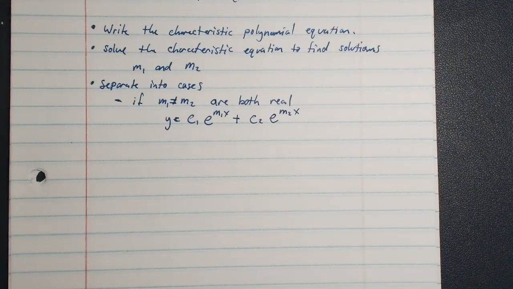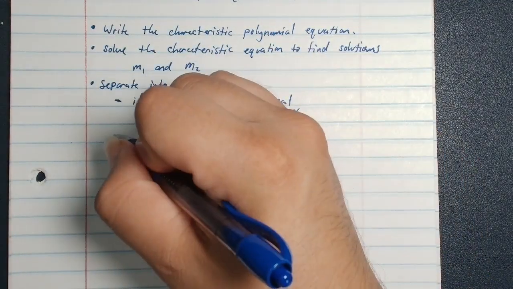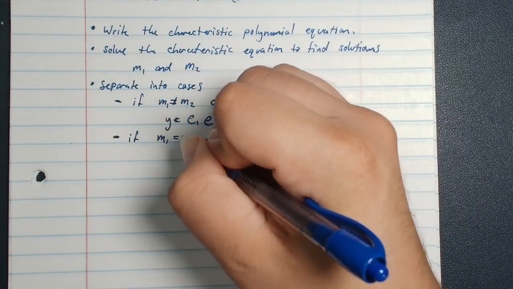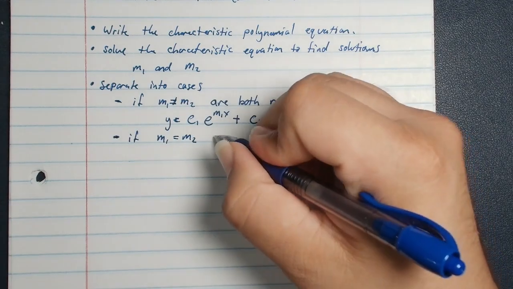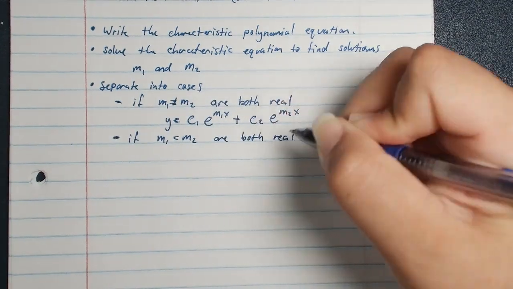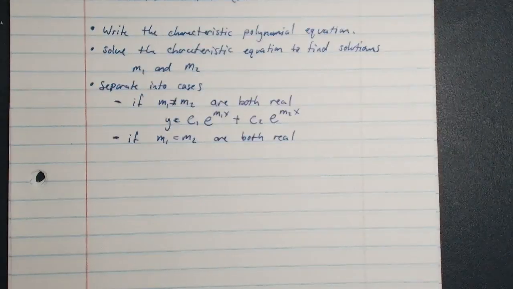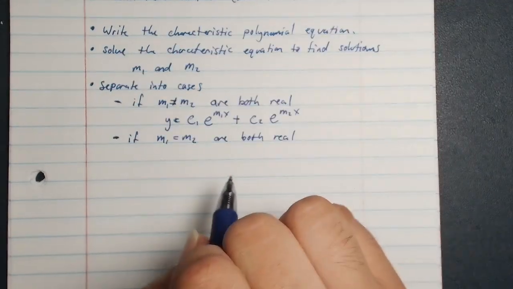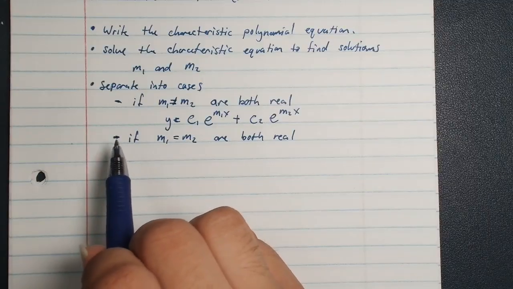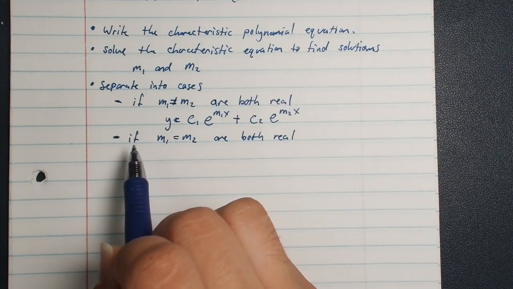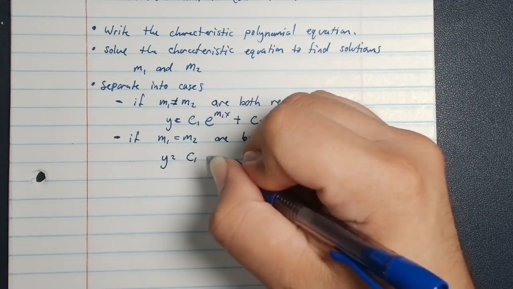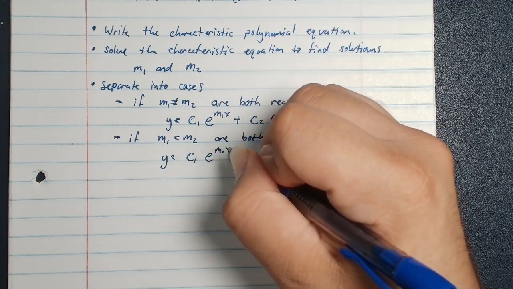Okay. Now, the second case, what if m1 is equal to m2? Now, in this case, they're both real. They're both real solutions. In this case, by reduction of order, we end up getting a second solution. You can actually try this. If you take one solution here, you get y equals c1e to the m1x.